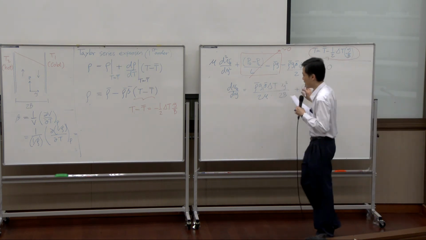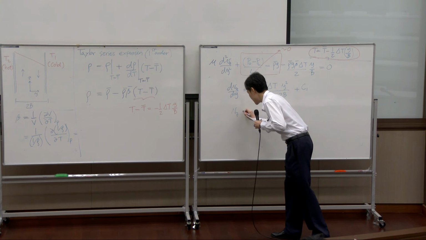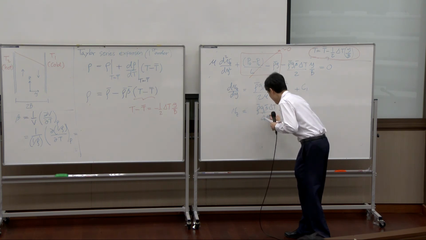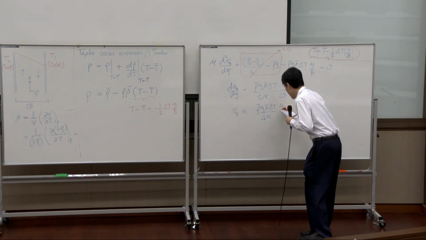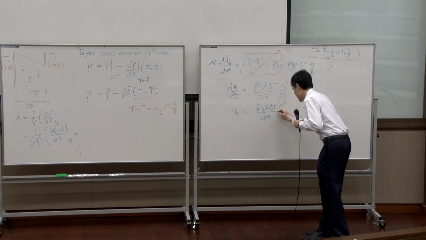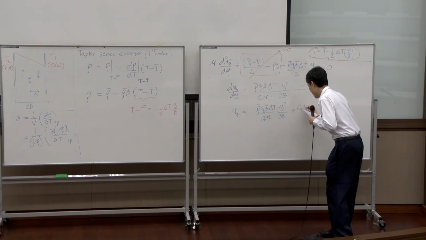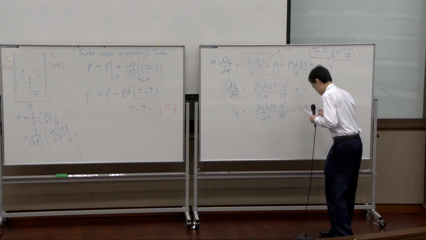If I integrate again, I get vz. Now y turns to be y cubed over 3b plus c1 y plus c2.